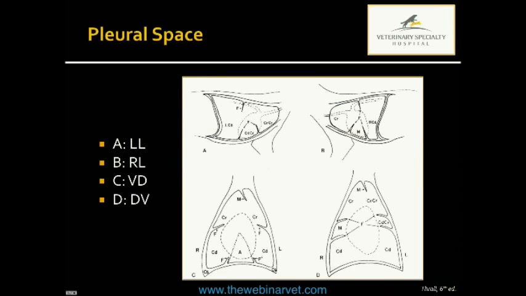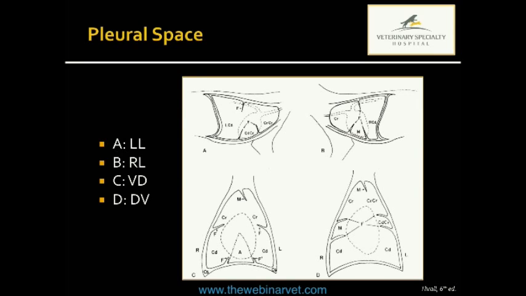So based on that systematic approach, we're going to take the major portions of the thoracic cavity that may contribute to a presentation of respiratory distress in your patient and take them one at a time, starting with the pleural space.